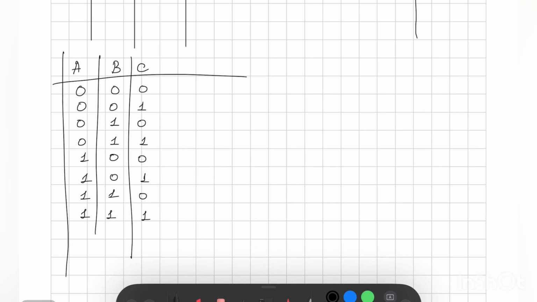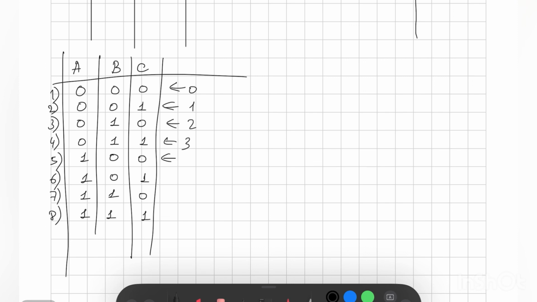So how many inputs we have here? 1, 2, 3, 4, 5, 6, 7, and 8. Okay, actually, it is the binary numbers of 0, 1, 2, 3, 4, 5, 6, and 7.